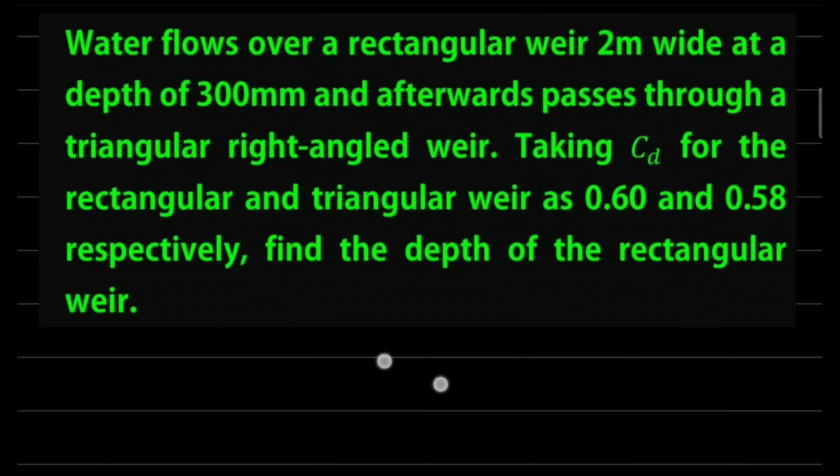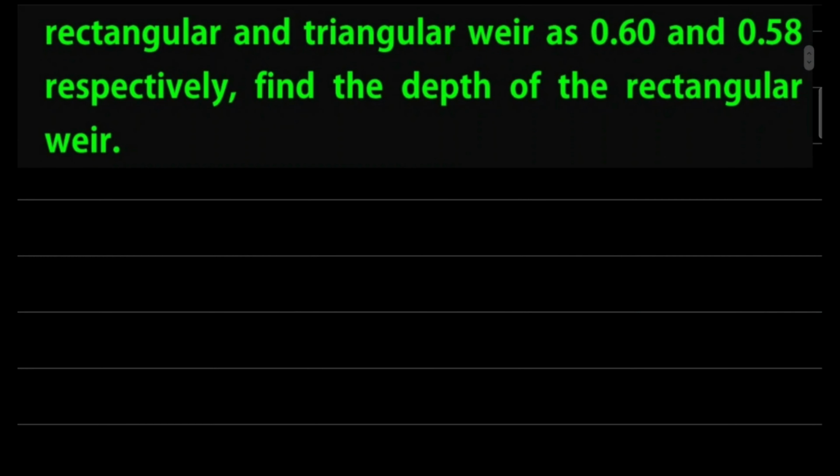find the depth of the rectangular weir. So this problem is like water is flowing through a channel, and first it is passing through the rectangular and then it is passing through the triangular notch, and in both cases the same amount of water will be flowing. So whatever the Q input is over there, that will be again the Q output from the V notch.